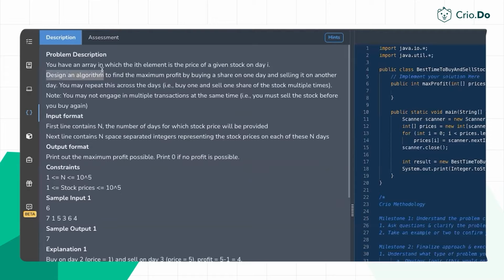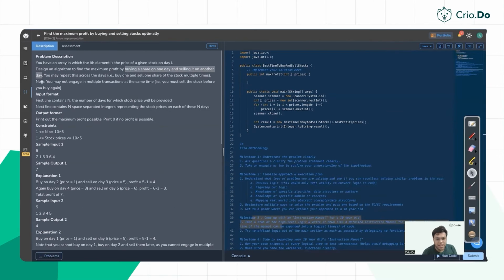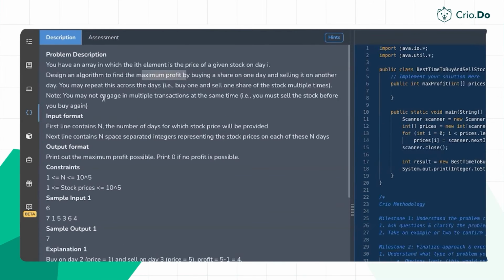design an algorithm to find the maximum profit by buying a share on one day and selling it on another day. We have to buy, sell, buy, sell. We have to do this procedure some number of times to find the maximum profit which we can figure out. You may repeat this process across the days. That is, you can buy one stock, sell it, and then again do it multiple times.